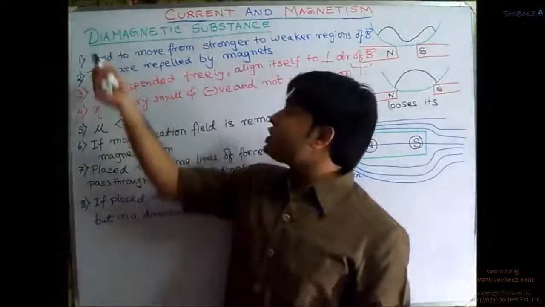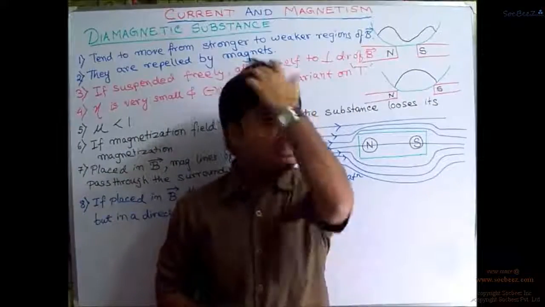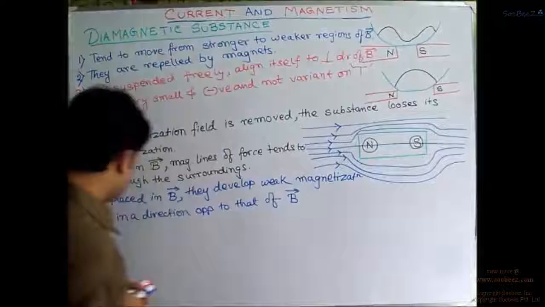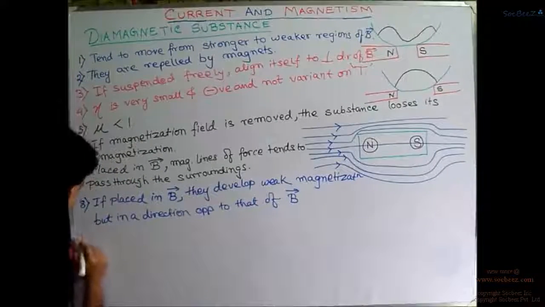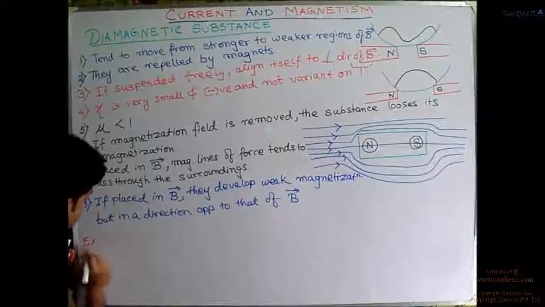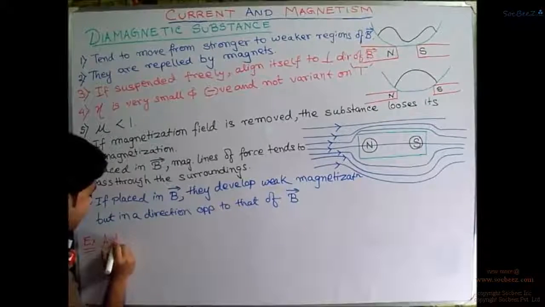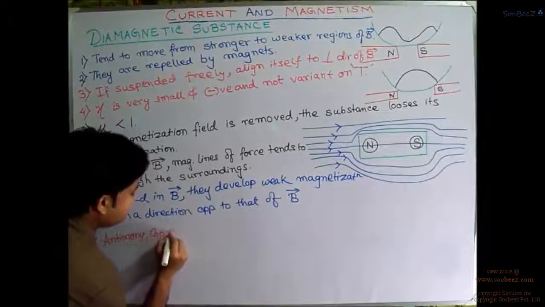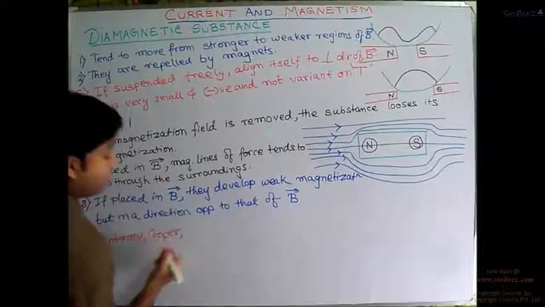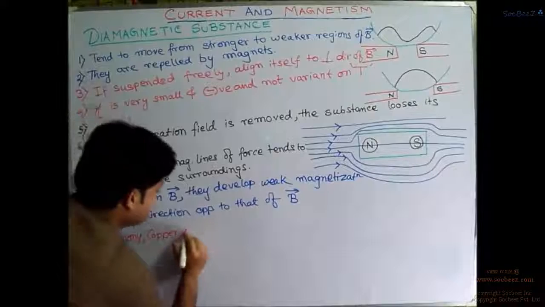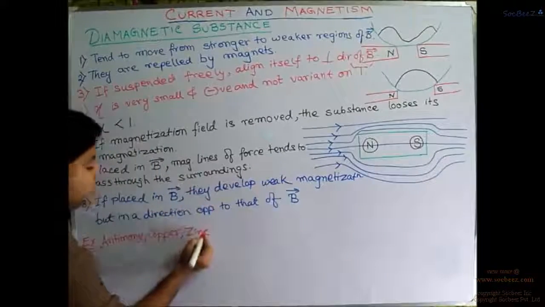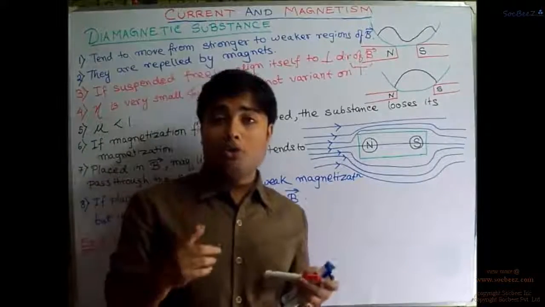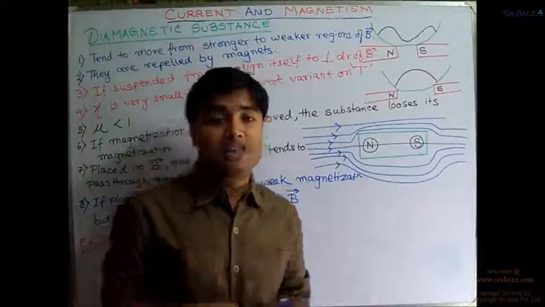Now, the examples of these diamagnetic substances. There are various diamagnetic substances like antimony, copper. Let's write the examples. Their examples are antimony, copper, and after copper it could be zinc, and there are also other substances like gold, silver, mercury, etc.